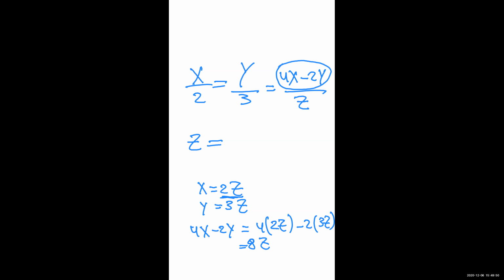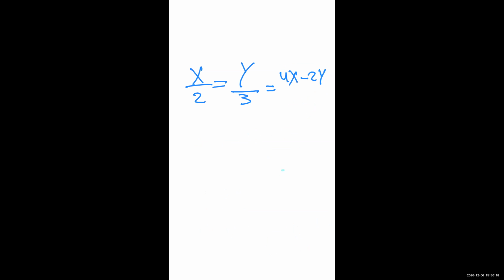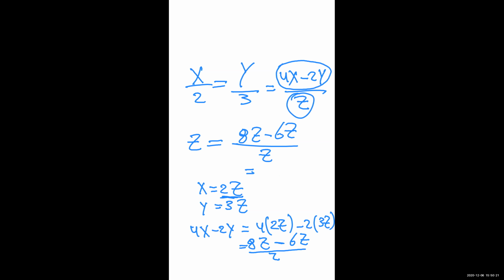8z minus 6z over z will equal 2z over z. The z will go out with z, so it will equal 2. So you mean it will equal 8z minus 6z over z. We don't need a common factor: 8z minus 6z equals 2z, and 2z over z, the z goes with z, so it will equal 2.